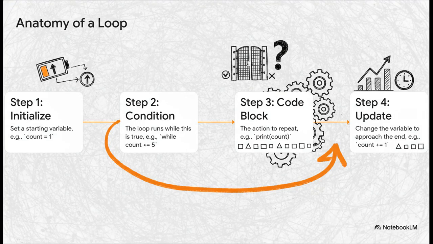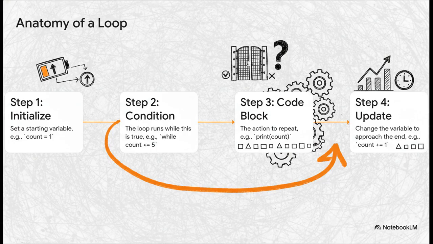Okay, so every while loop has basically 4 key parts, and you gotta have all of them. First, you initialize something. You set up a starting point. Here, we've got count equals 1. Simple enough. Second, you have the condition itself. This is the big one. While count less than 5. This is the question Python asks every single time. Third, you've got the code block, the stuff you actually want to do, like print count.